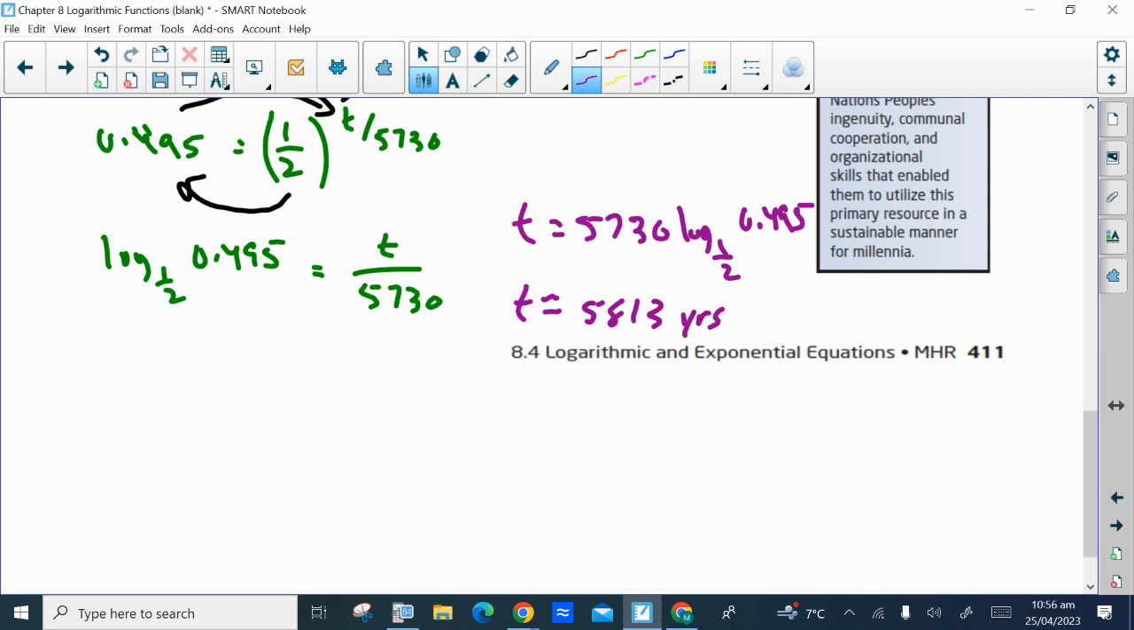Right? The unit for t is the same as the unit for p, which is years. And like we said, the answer would have to be something slightly greater than 5,730 years. Okay?